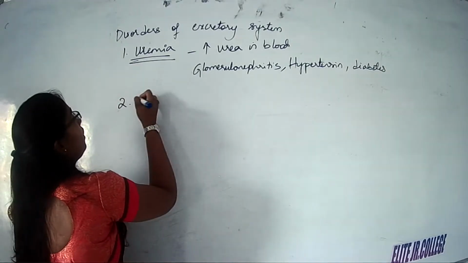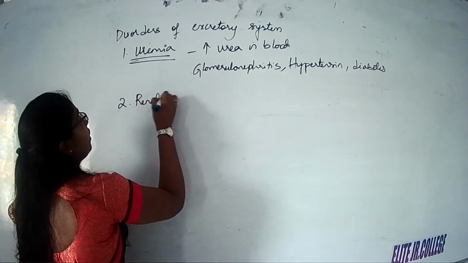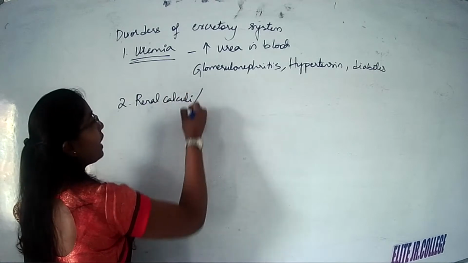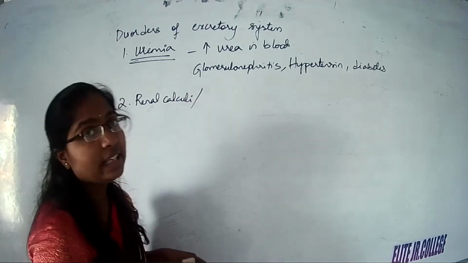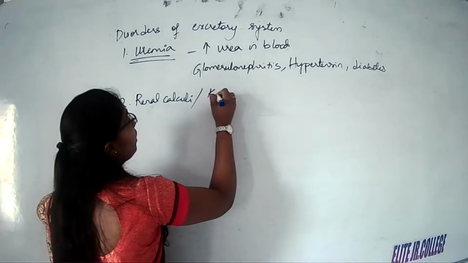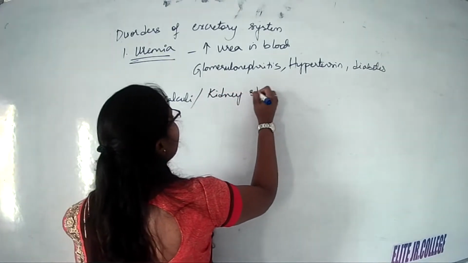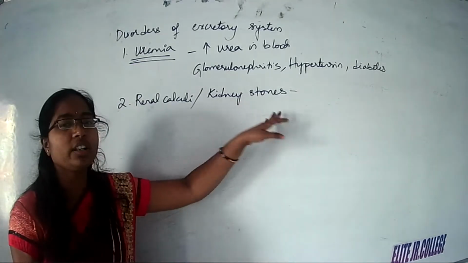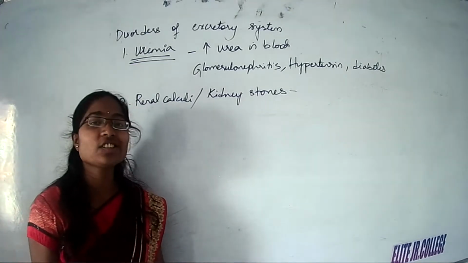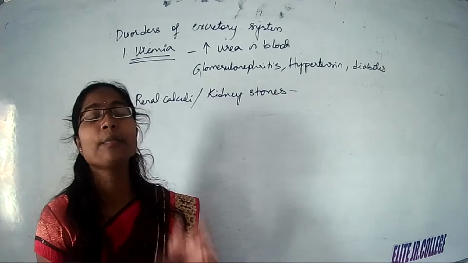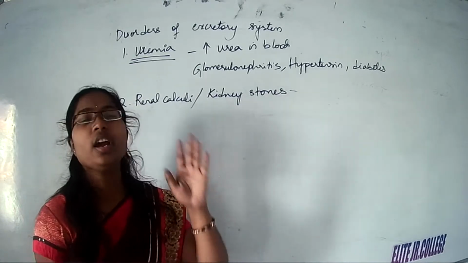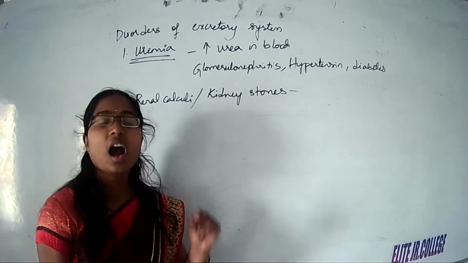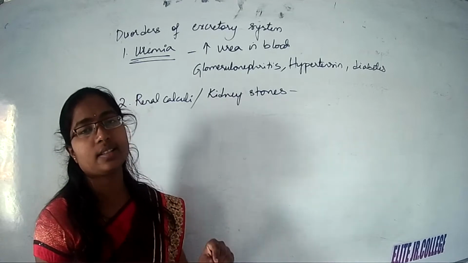Then we have renal calculi. Renal calculi is nothing but kidney stones. You might have heard all the families with this term called kidney stones. So there are actually no stones formed in the kidneys. This is actually the situation during which there are hard crystallizable substances.